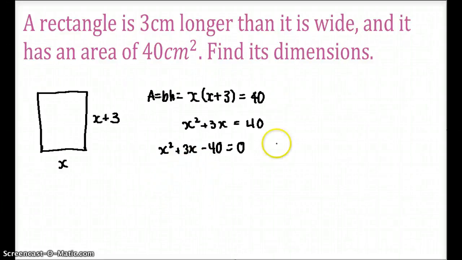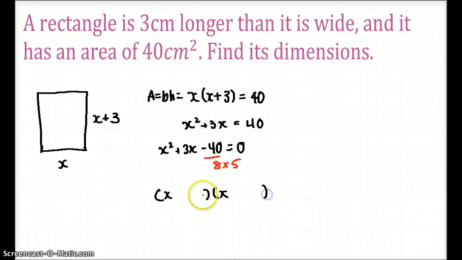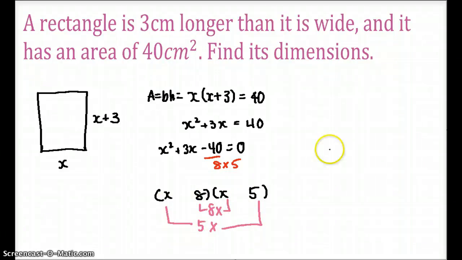factor this out. So the two factors of negative 40 I'm thinking of right now are 8 times 5. So x, and I'm just going to put 8 here and 5 here. And if we look at the outside, we get 5x. Look at the inside, we get 8x. And what we want to do here is 8x minus 5x to get this positive 3x. So this is going to be positive, this is going to be negative.